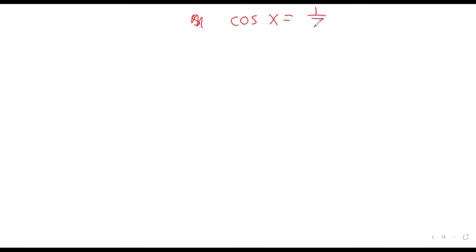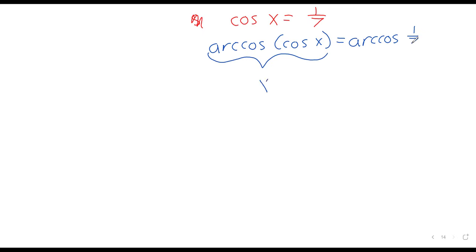Let's just do a very quick and very elementary example. The cosine of x is 1/7. Take the arc cosine of both sides. On the left, we'll have x. And the value of x we'll get is going to be between 0 and pi. On the right, the arc cosine of 1/7.